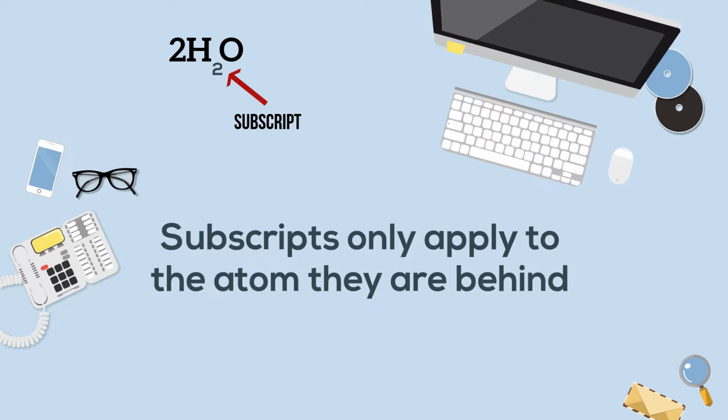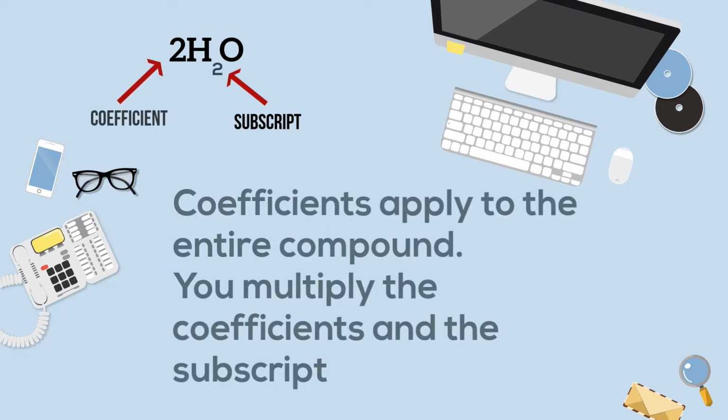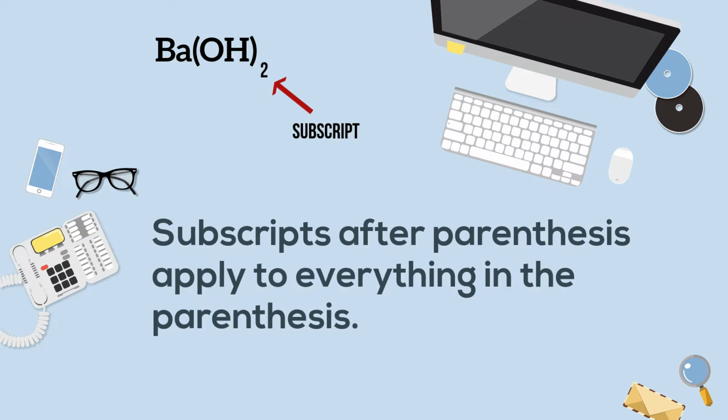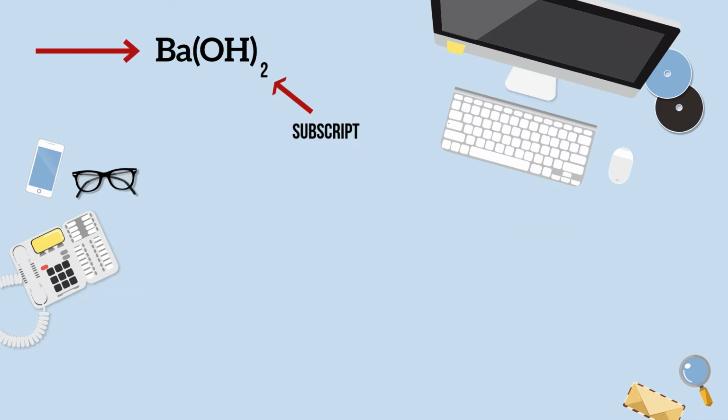First, you'll see you have a subscript. The subscripts apply only to the atom that they are behind. A coefficient applies to the entire compound. You multiply the coefficients and the subscripts. Sometimes you'll have parentheses around a polyatomic ion, and they apply to everything inside the parentheses. Chemical symbols always begin with a capital letter.